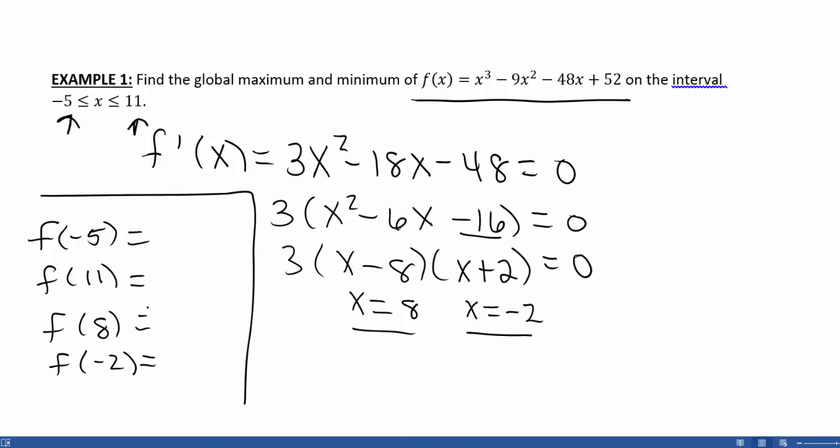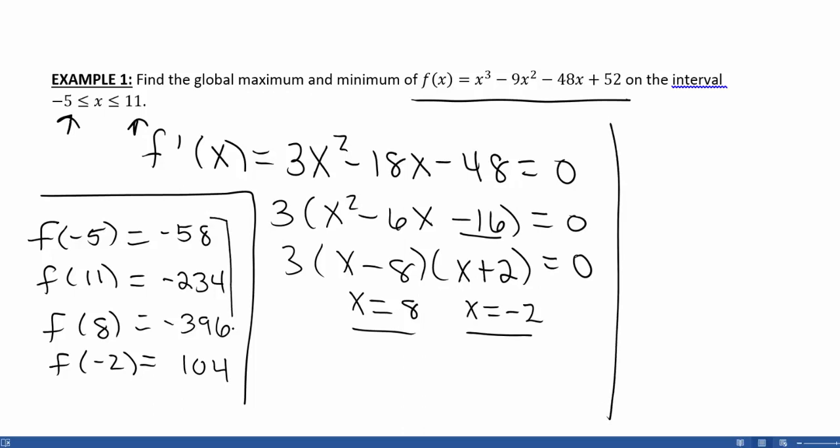So when I plug in a negative 5 into my original function, I'm going to get negative 58. When I plug 11 into my original function, I get negative 234. When I plug in 8 into my original function, I get negative 396. And when I plug in a negative 2, I get positive 104. So these are the values that I'm comparing.